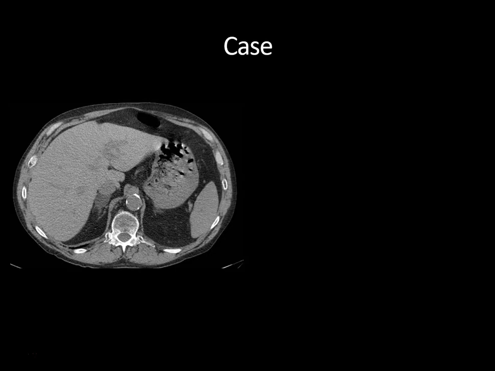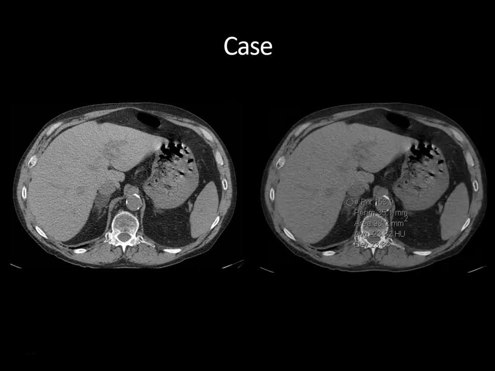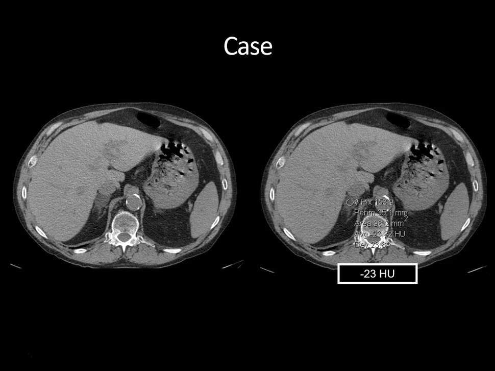So starting with a case, we have a right adrenal nodule here, posterior to the inferior vena cava. If we place a region of interest on that nodule, we get a Hounsfield unit density of -23. Hounsfield units is the unit we use on CT scan to determine density of a particular structure.